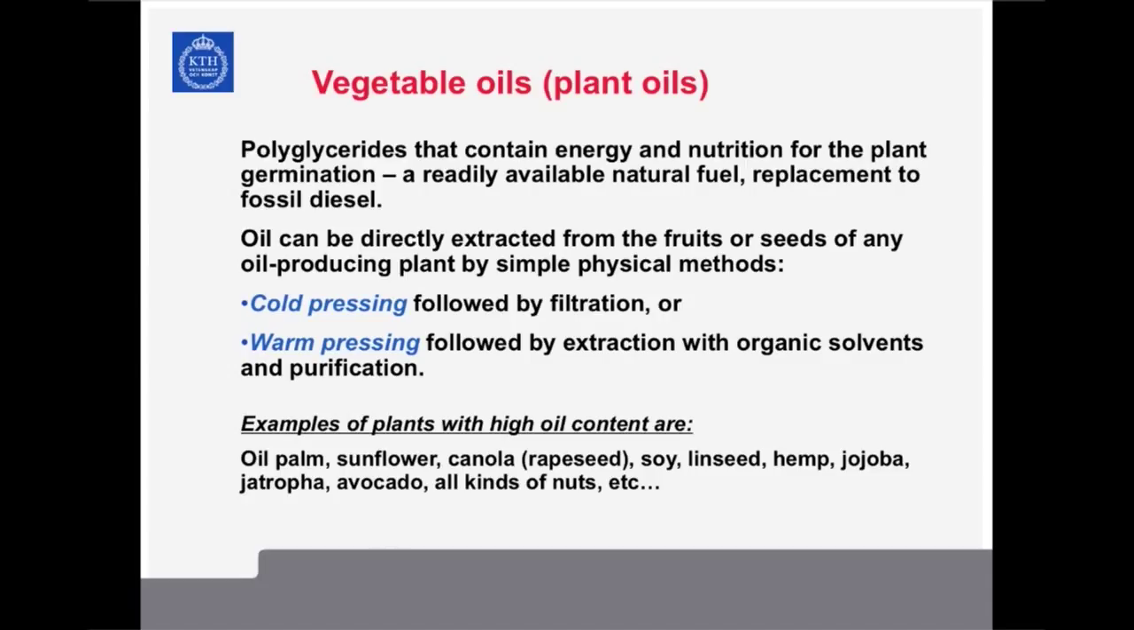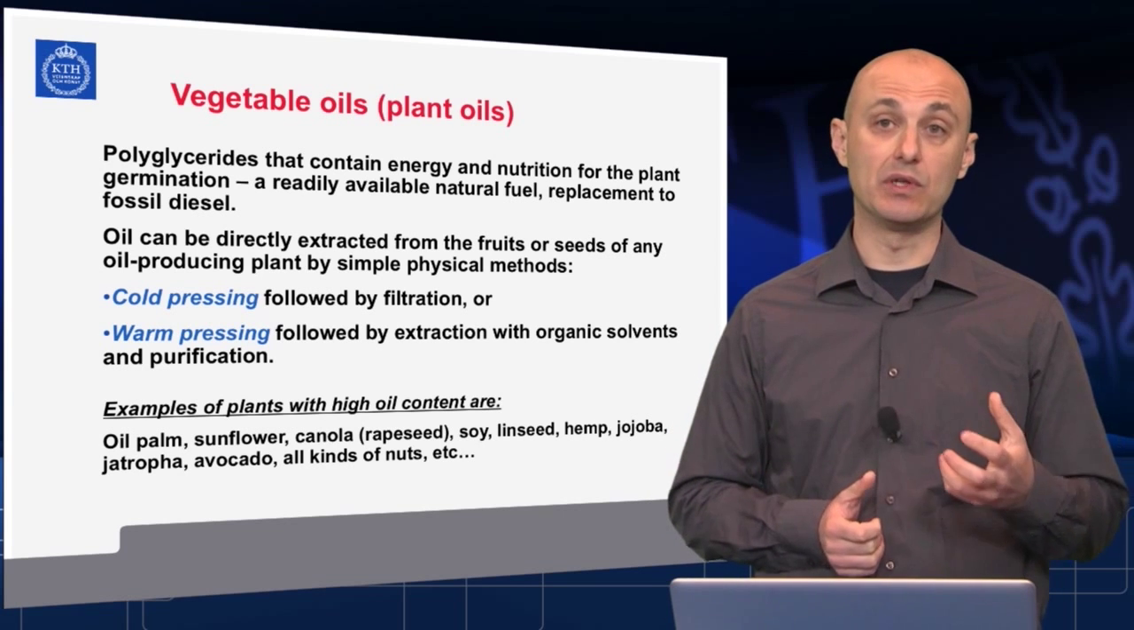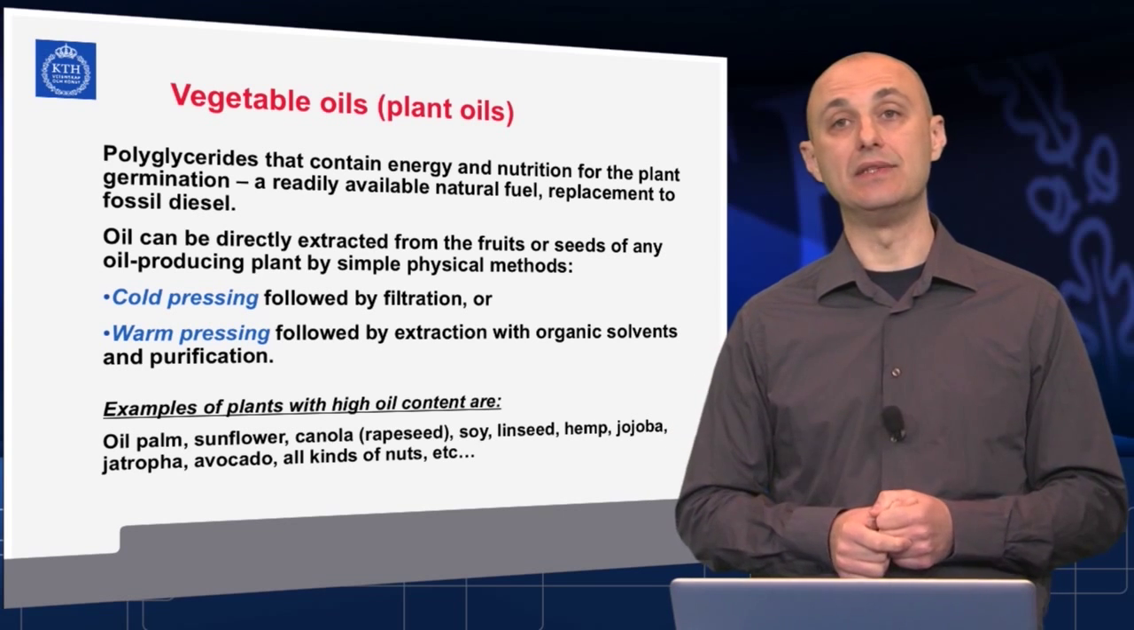These are things that you definitely know very well. The oil palm is maybe the best example, but here in the temperate climate, the sunflower seed, the canola, the rapeseed oil, soybean oil, linseed, hemp are the most common oils that we use. Many other plant species have oils contained in their seeds.